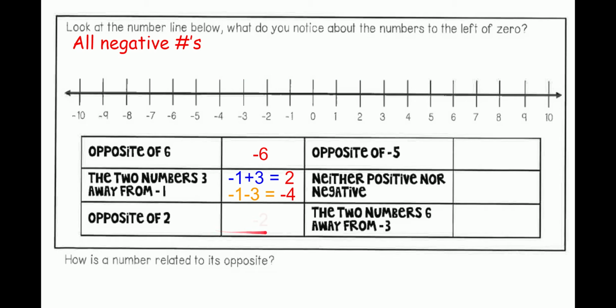What's the opposite of 2? Well, it's -2 for the same reason. -2 and 2 are 2 spaces away from 0.